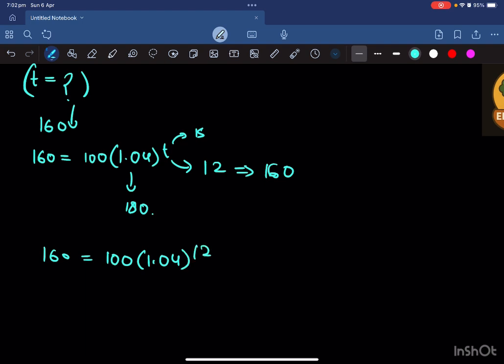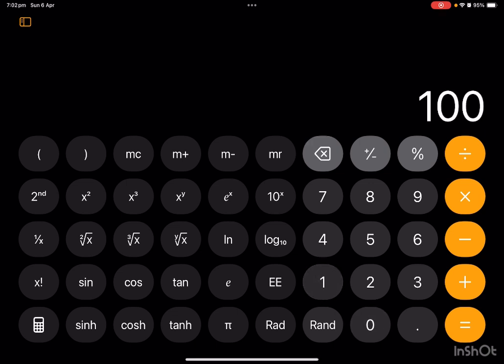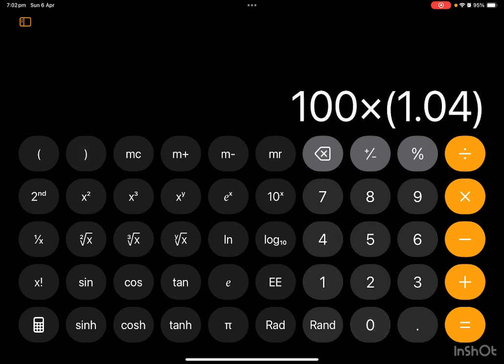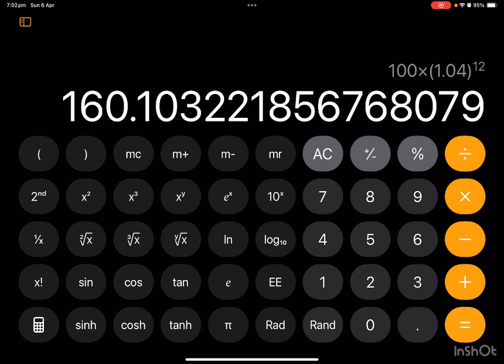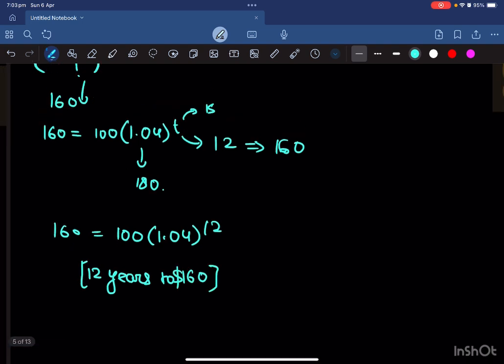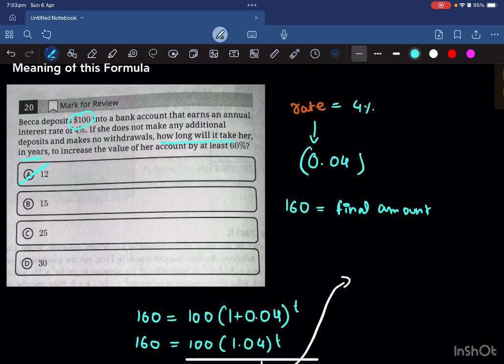Let me also show you. Yeah, 100 into, let's take the bracket, 1.04 to the power 12. So yeah, it is getting there. So it will take 12 years to reach $160. So we have solved our first question of our lecture.